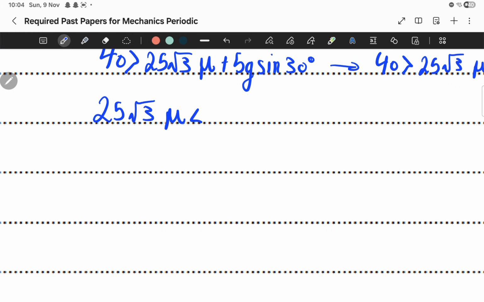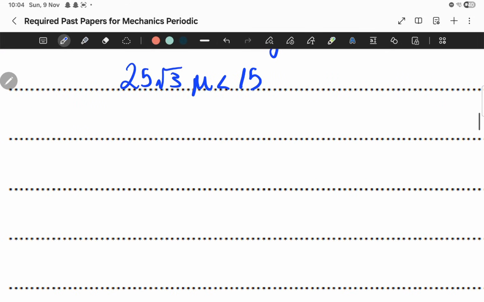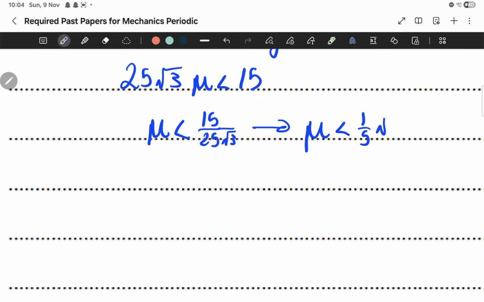is less than, I'm going to take away 25 from this, it's less than 15, right? I just took this to the other side. So now I can divide. I can say that mu is less than 15 over 25 radical 3. This leads to the conclusion that mu is less than, do this on your calculator, radical 3 over 5, which you can write as 1 over 5 radical 3. And this is the final answer.